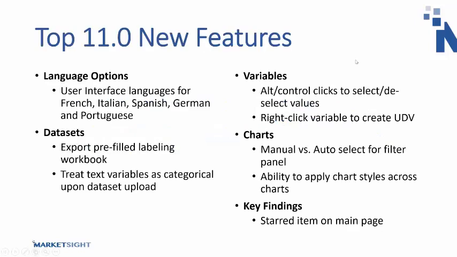Some of the top new features of 11.0 that we're going to go over are the user interface change, so now we have some new languages available. We also have the ability to export pre-filled labeling workbooks, and this is particularly useful for Excel users. We also have the new ability to treat text variables as categorical upon the upload of a data set. Again, this mostly applies for Excel users, but will be a useful function. We also have some enhanced ease of use functions, so some Alt-Control clicks for the selection and deselection of values.